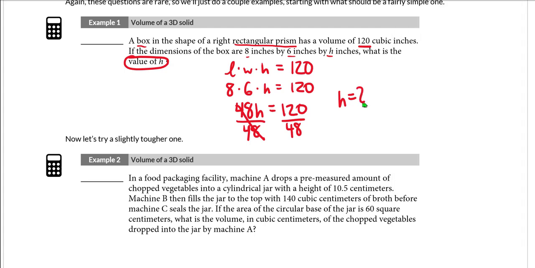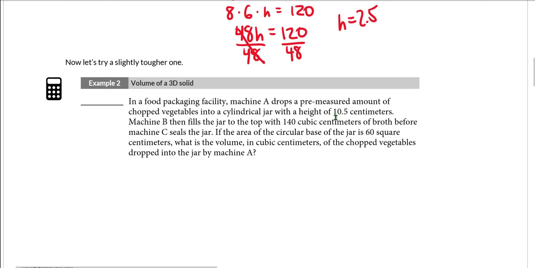So my height, is that what they were asking me? Yes, it is. For my h, my height is 2.5. Keep in mind, if this were, for instance, a grid-in, I could answer as 2.5 or 5 halves, or even 10 over 4 if I wanted to be crazy.